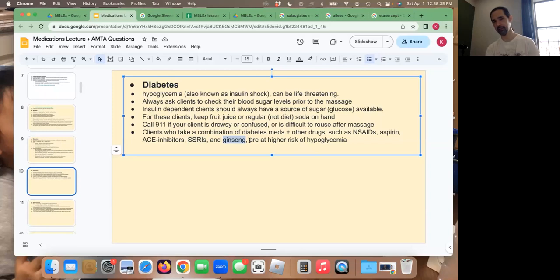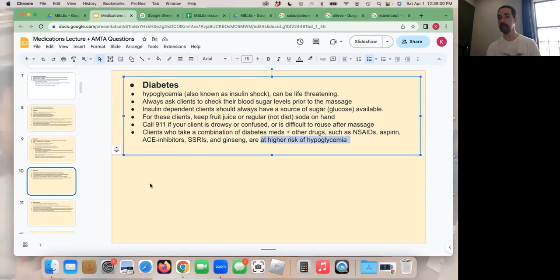It's just that a lot of us take herbs, like Chinese herbs, not really knowing the full scope of what they do, but because we think that they're good for us. But the point is, if they're taking diabetes medications and they're taking other herbs or drugs, even if they're over the counter, they often are at higher risk of hypoglycemia. So you keep that in mind, right?